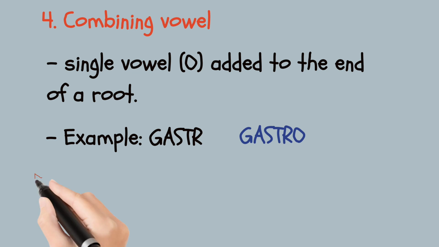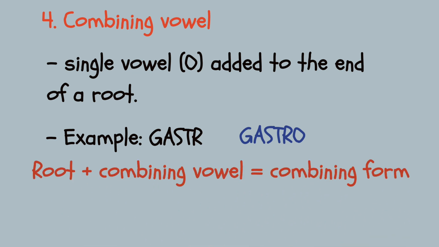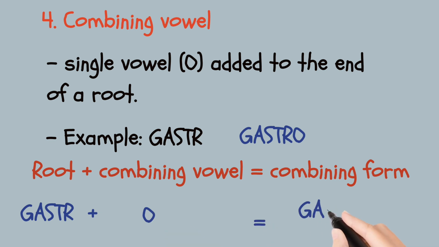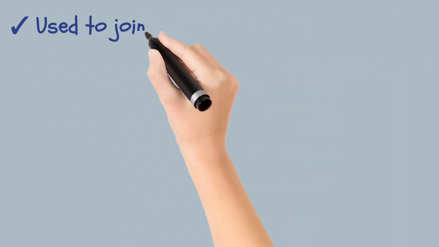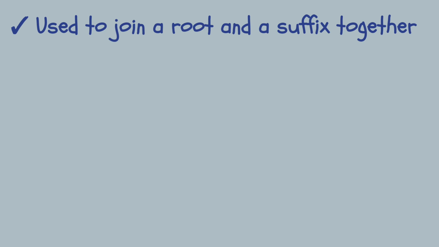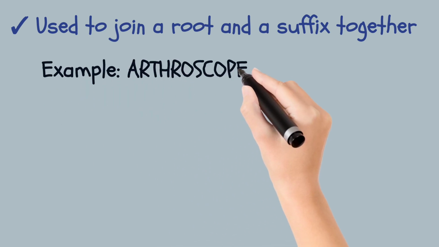Combination of the root and the combining vowel is known as a combining form. Gastr, that's the root, plus O, the combining vowel, equal to gastro, which is the combining form. A combining vowel is also used to join a root and a suffix together. Example, the word arthroscope.